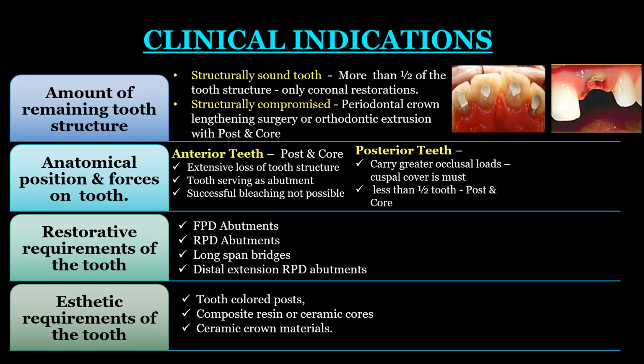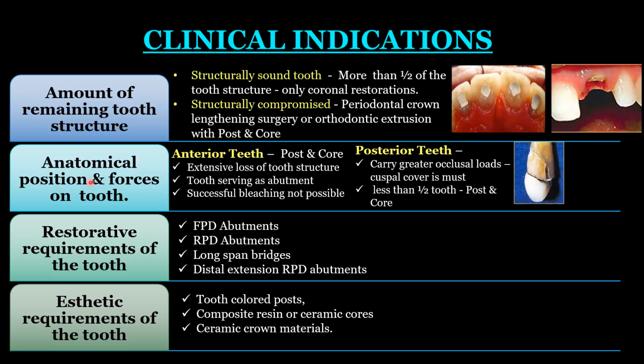If we directly give a crown in these cases, what will happen? There will be biologic width invasion and periodontal injury. So in these cases, we do periodontal crown lengthening or we do orthodontic extrusion. Once we have regained the coronal structure, we go for post and core with crown.